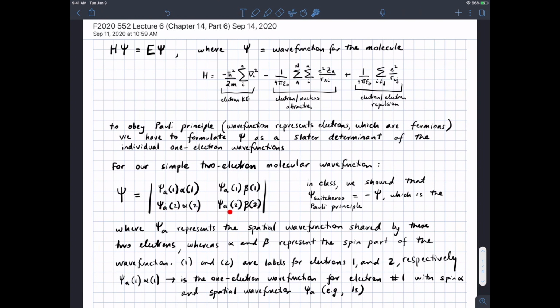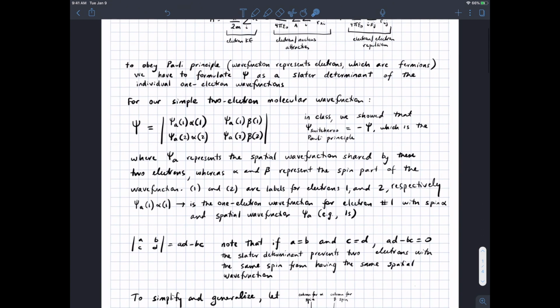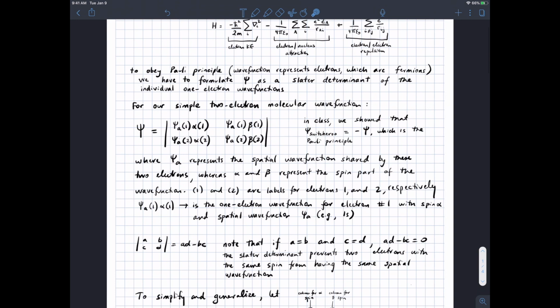perhaps helium. We've got electron 1 and electron 2. We've got spatial wave function A, and the 2 electrons can share that spatial wave function if they have opposite spins. And to get the Slater determinant, we'll multiply across and then subtract this product. And formulating our wave function as the Slater determinant just prevents us from having 2 electrons with the same spatial distribution and the same spin. You okay with that so far? We showed last week how that was important.